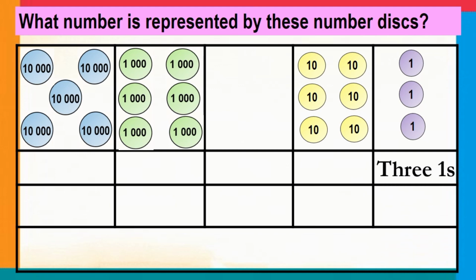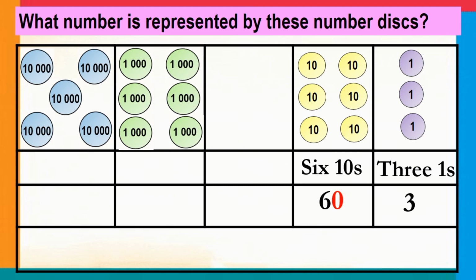Therefore, we will write 3 ones in line with the number. Take note that 3 represents the number of discs and ones for the place value. Then, we will write 3 in the third row. How many discs are found in the tens place? Yes, there are 6 tens in the tens place. Therefore, we will write 6 tens in line with the number and 60 in the third row.